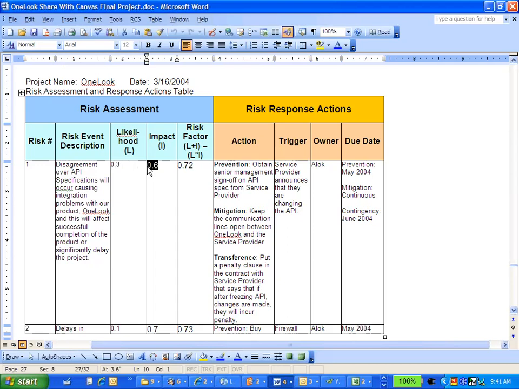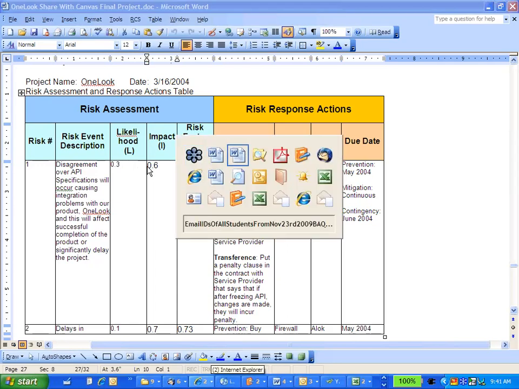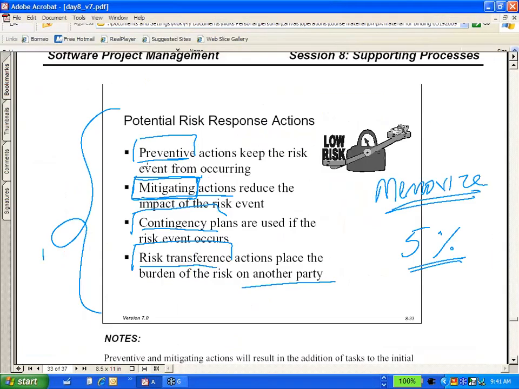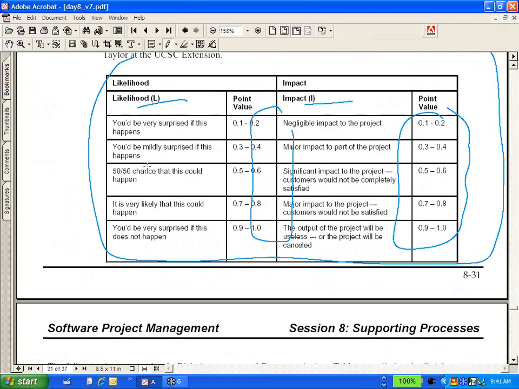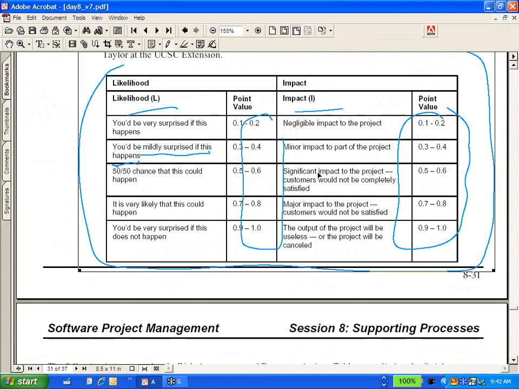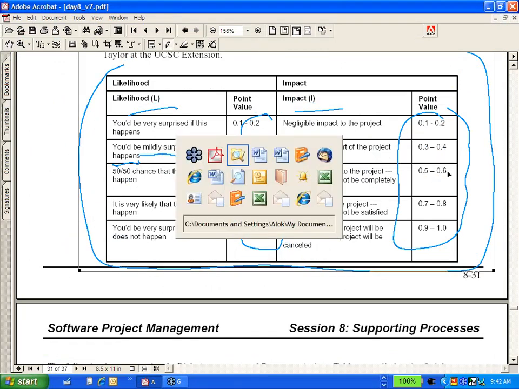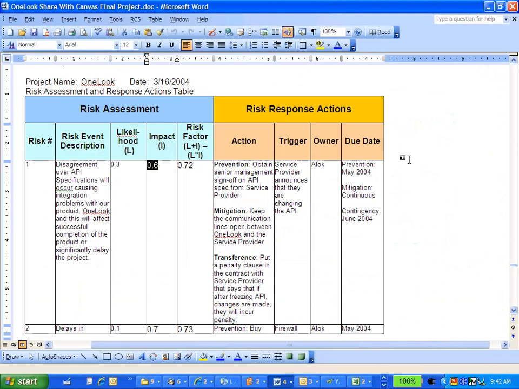Impact is pretty high, right? Likelihood of 0.3 means what? I'll be mildly surprised if this happens. So I'm not too worried, but if it does happen, it has a significant impact on the project, right? And therefore the risk factor is 0.3 plus 0.6, which is 0.9, minus 0.18, which is 0.72.